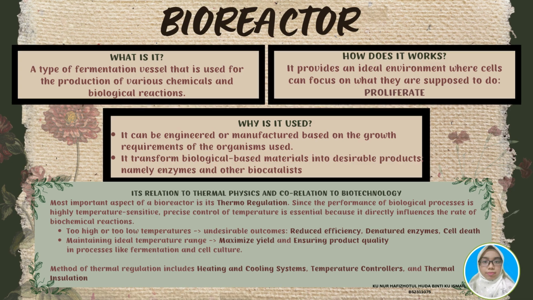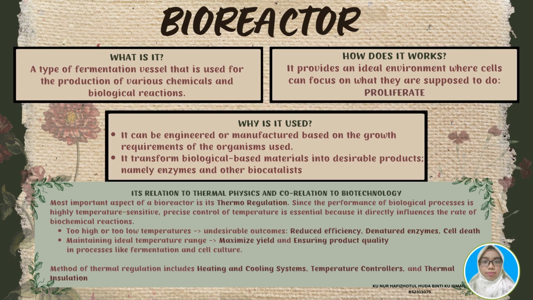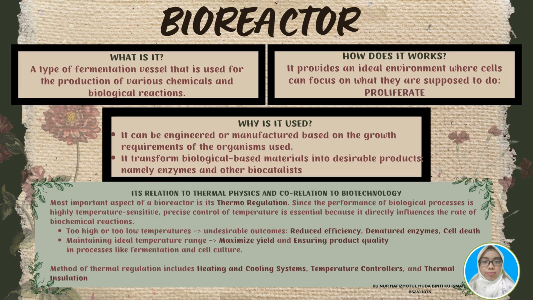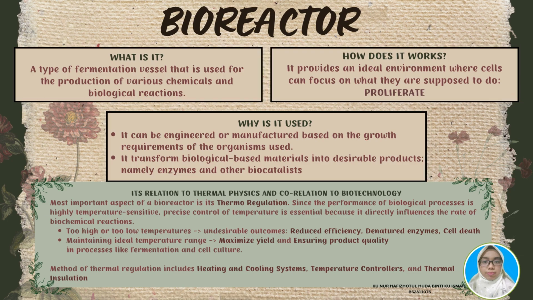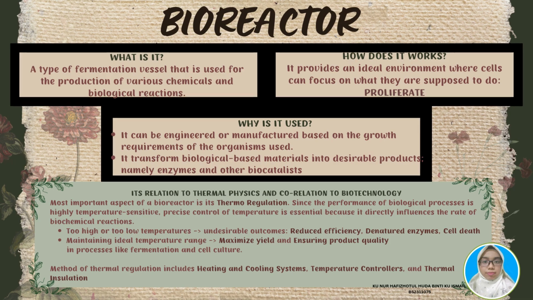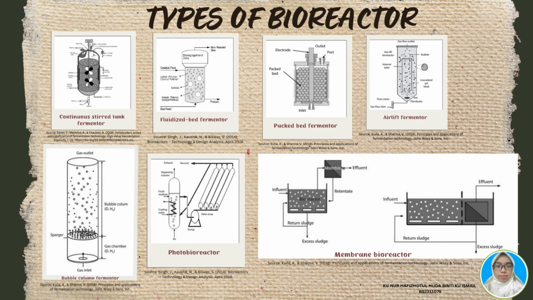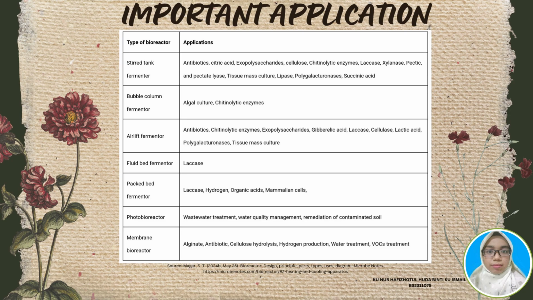Highly proliferative cells are very sensitive to temperature, so we need to precisely control the temperature in this bioreactor. Too high or too low a temperature can lead to reduced production efficiency, denature the enzymes produced, and even lead to cell death, which means we need to start all over again. Meanwhile, maintaining the ideal temperature range will maximize our production yield and ensure the production is only of high quality. Thermoregulation includes heating and cooling systems, temperature controllers, and thermal insulation. These are the types of bioreactors that are available now, and these are some of the important applications of bioreactors.